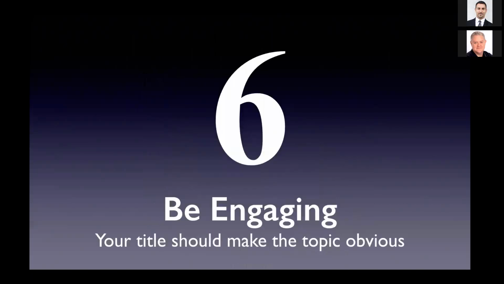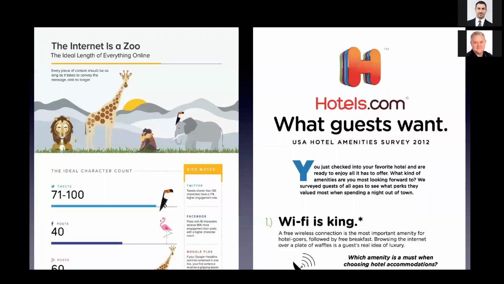Number 6 is be engaging. So no matter what your design, your audience is going to look at it from a distance, whether it's in a tweet or a blog post, maybe a post on Facebook, somewhere else. And then they're going to have to make that decision: do I really want to go spend the time looking through this infographic and learning this information? And in this case, the first thing they're going to look at is your title.